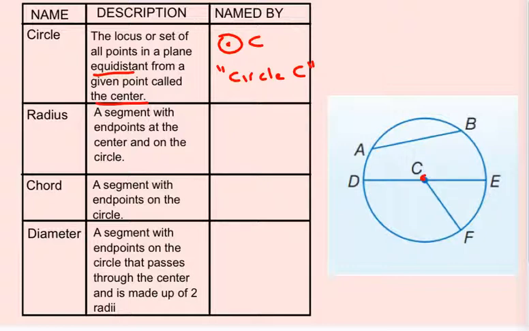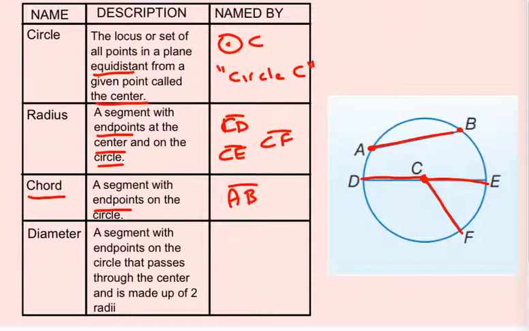A radius is a segment with the endpoints at the center and on the circle. So a radius is something that starts here and goes out. It's a segment, so you would name it like CD or CE or CF. Those would all be considered a radius, or radii. A chord is a segment with the endpoints on the circle. The chord just kind of looks like AB here. This would be considered a chord.